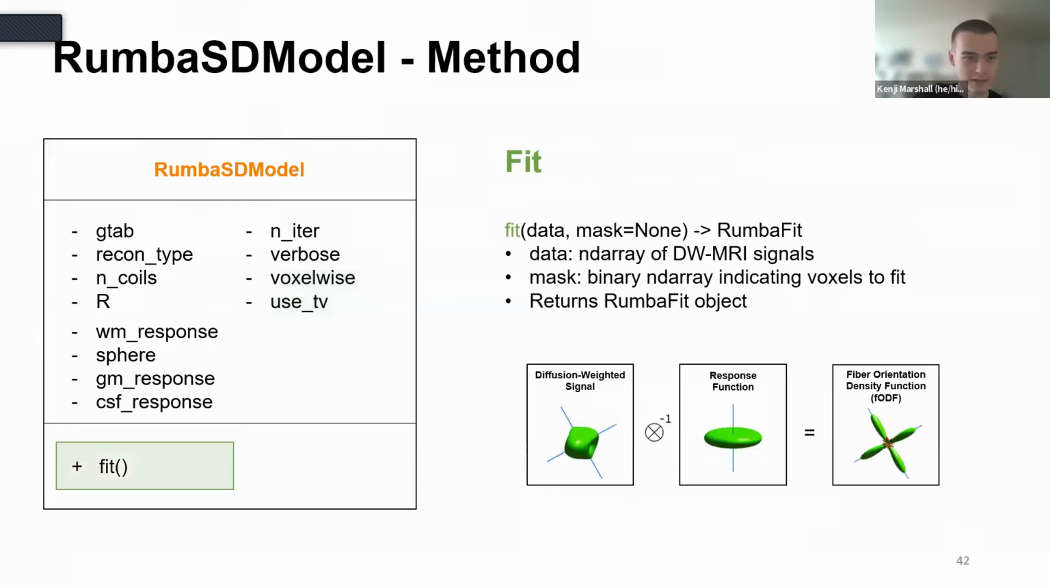Okay. Next, we have this fit method. This is consistent across all local reconstruction classes in Dipy. You pass your data, an optional mask, and you get this Roomba fit object, which has all the information you need about your FODFs and your volume fractions that you can access.